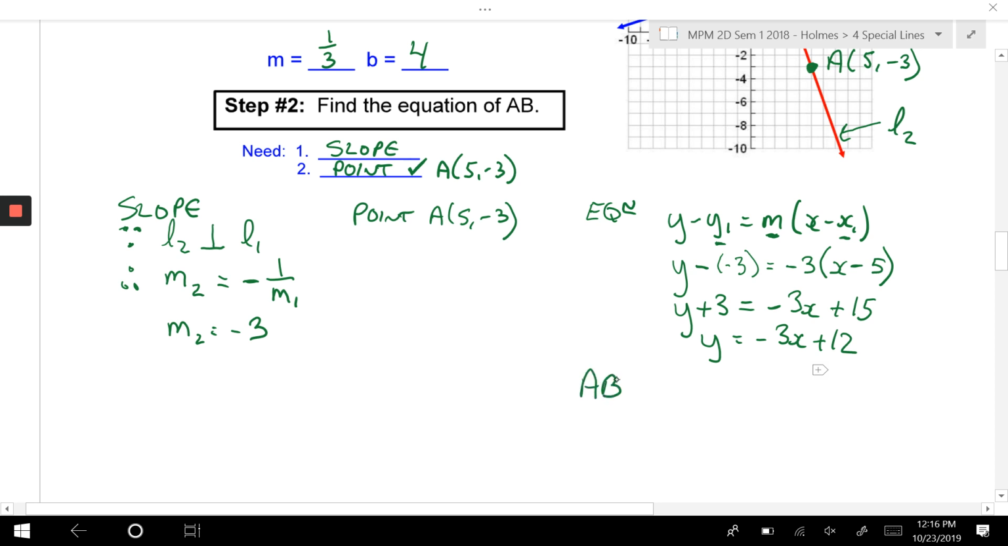So remember, this is giving my line AB, which is my line 2. And that's saying my equation is y equals negative 3x plus 12.